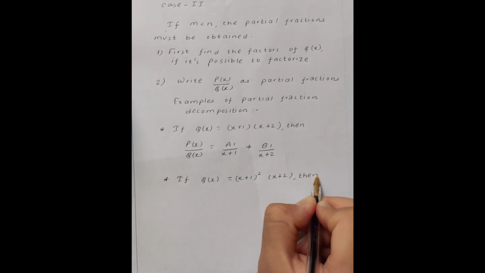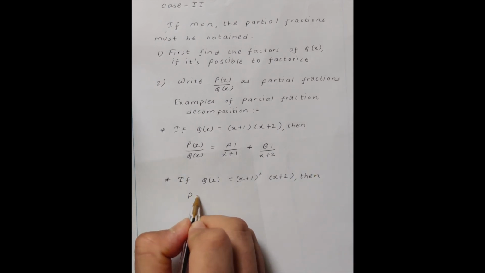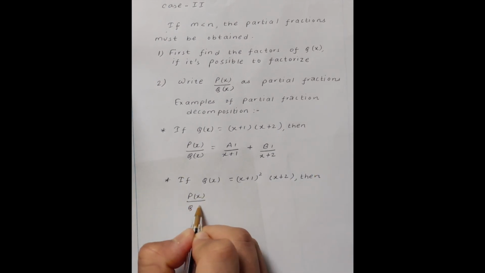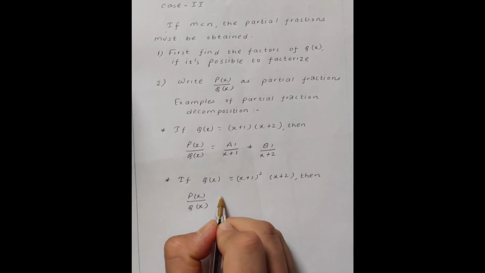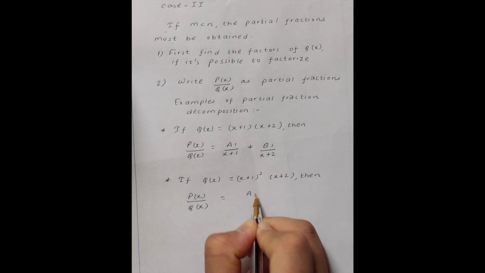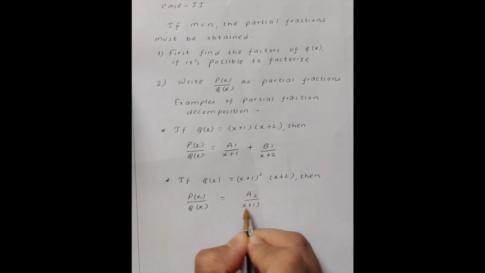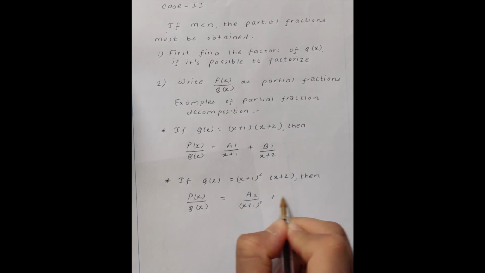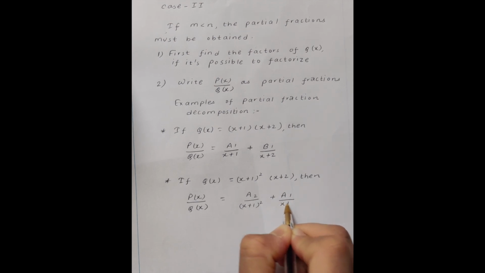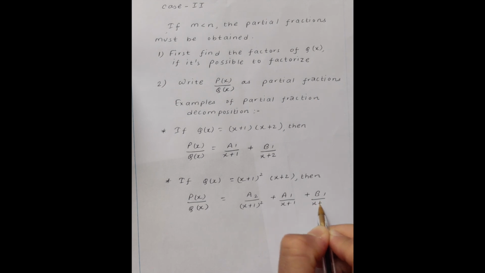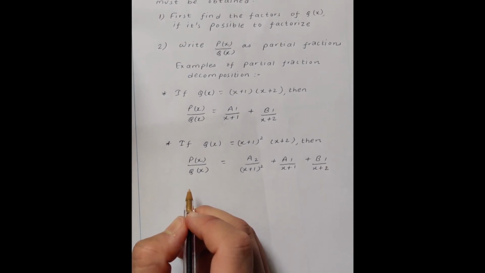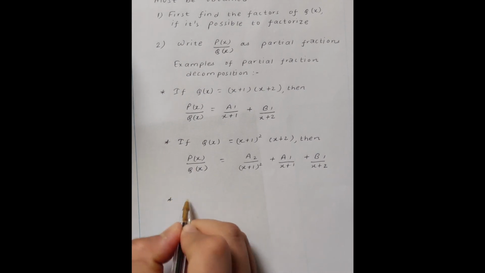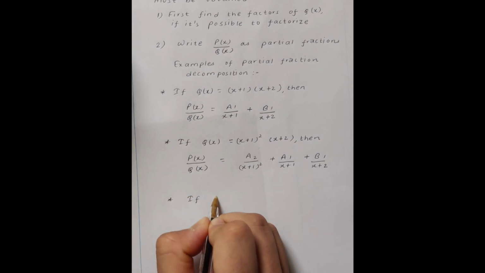The next case appears when we have a factor with a power different from 1 and another factor with power 1. In this case, since we have a power 2 in the first factor, we have two partial fractions, a2 over x plus 1 squared plus a1 over x plus 1, and the last factor only has one partial fraction, b1 over x plus 2.